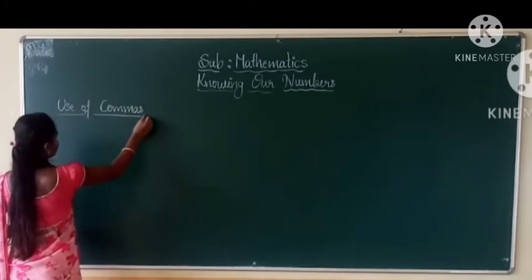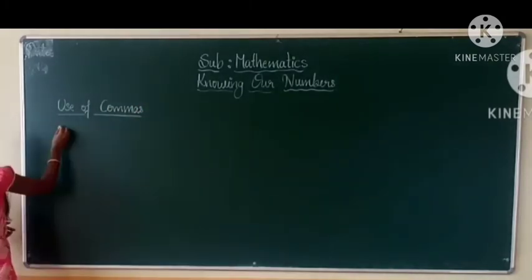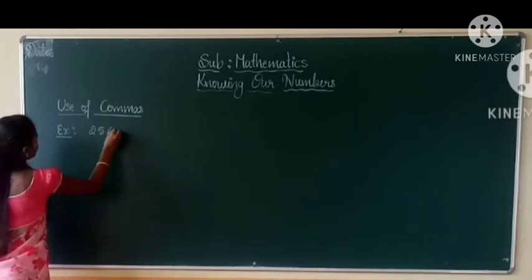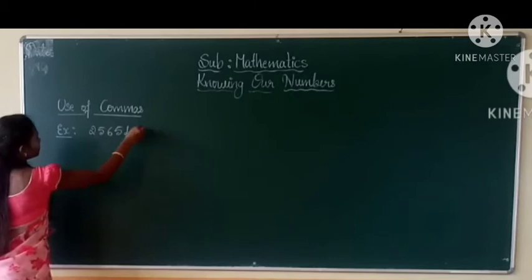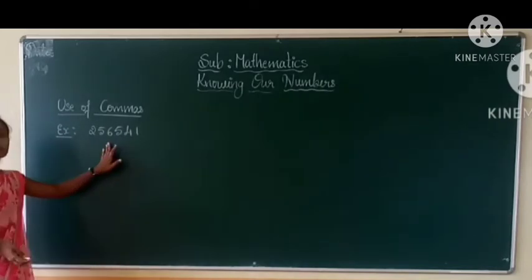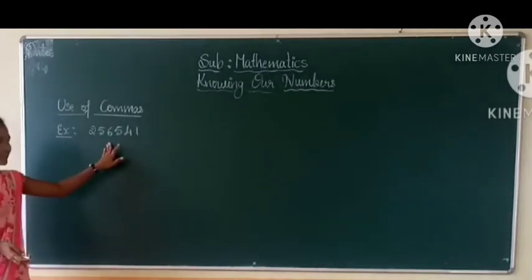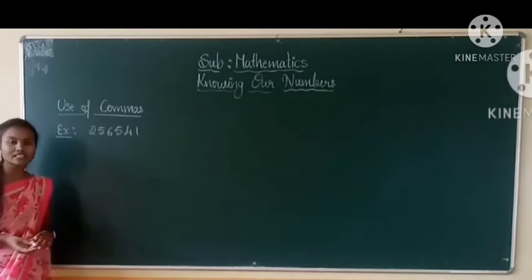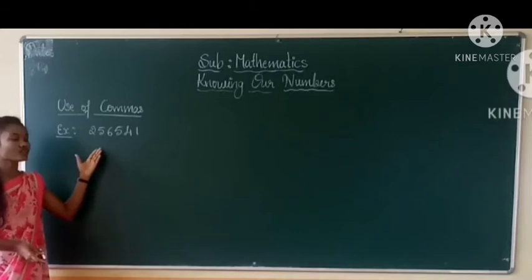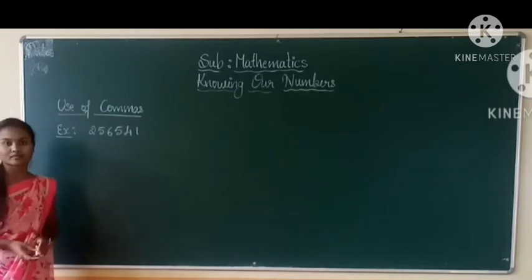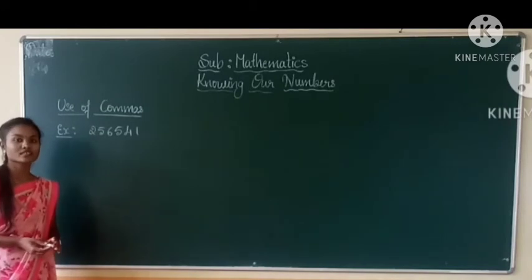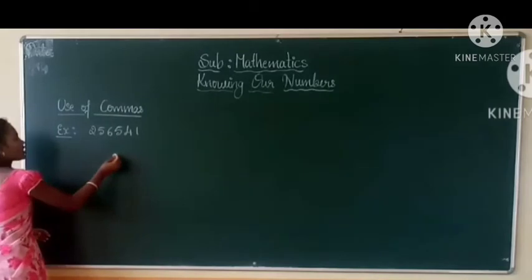Here I take an example: 2, 5, 6, 5, 4, 1. Can you read this number immediately? I think you are struggling to read this number. So, here something is missing. What is that? Have you found that? That is comma.